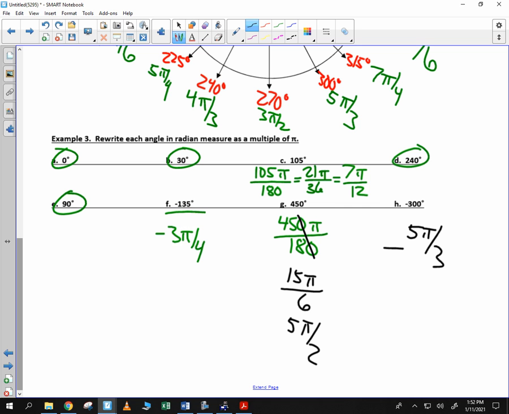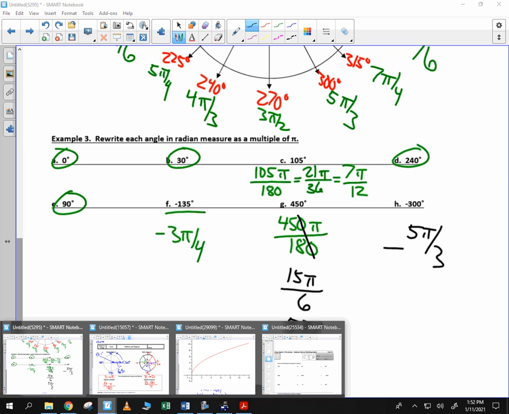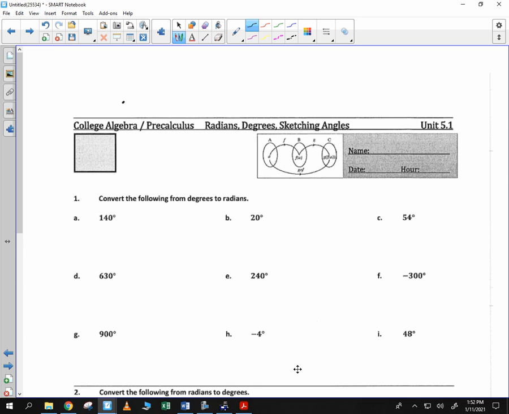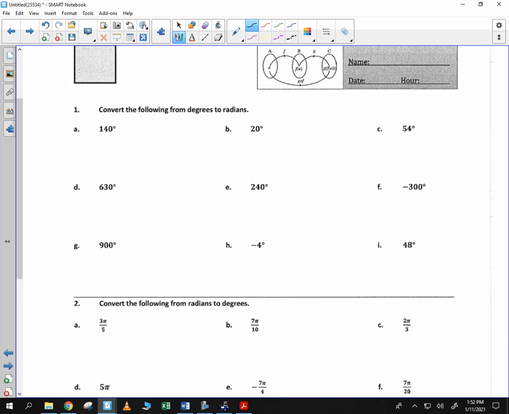Let's turn to your worksheet so that we can understand the tasks that you're going to be asked to perform. There's going to be 3 of them. Number 1, convert from degrees to radians. So when you see this, you'll take 140 times pi divided by 180. Notice the zeros cancel. And then 14 over 18 reduces to 7 pi over 9.